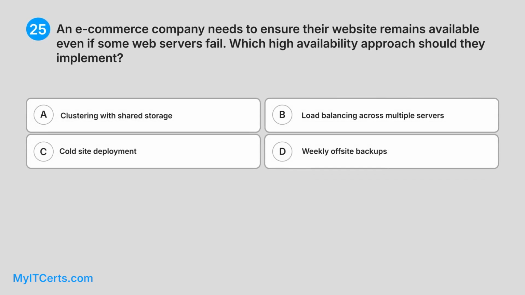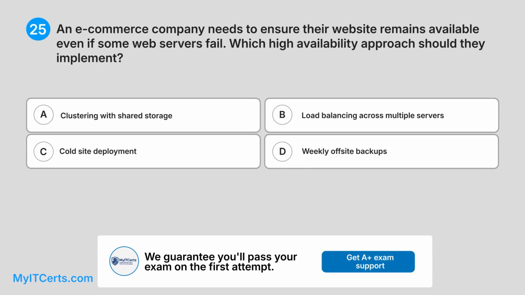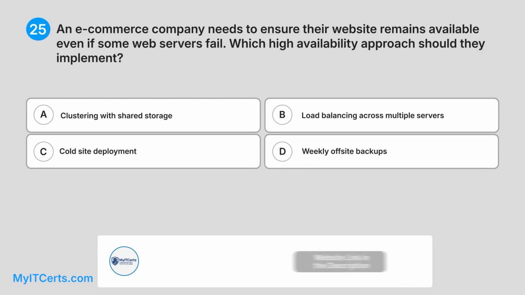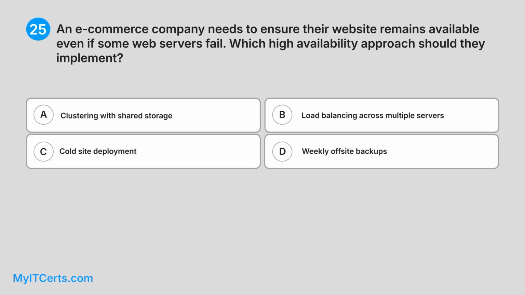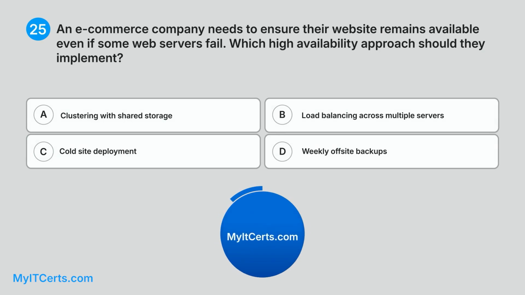(25) An e-commerce company needs to ensure their website remains available, even if some web servers fail. Which high availability approach should they implement? A. Clustering with shared storage. B. Load balancing across multiple servers. C. Cold site deployment. D. Weekly off-site backups. What do you think is the answer?